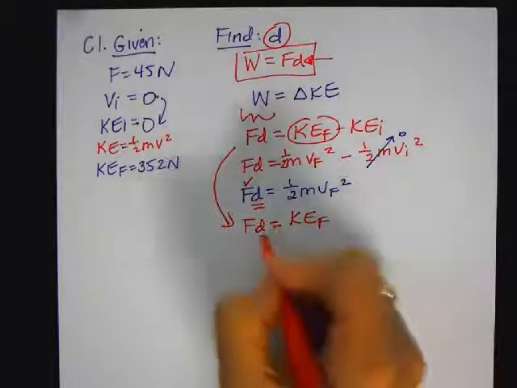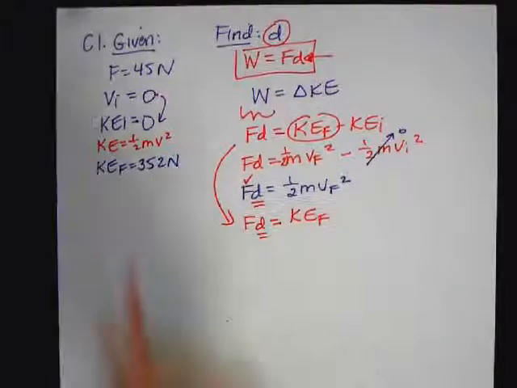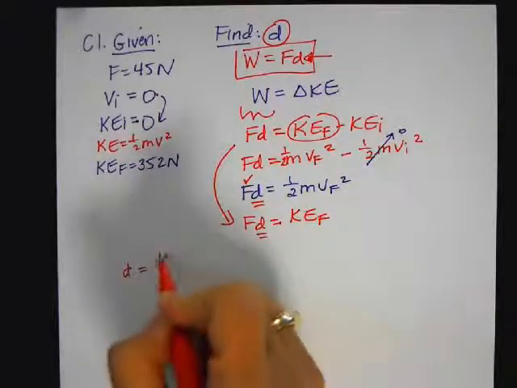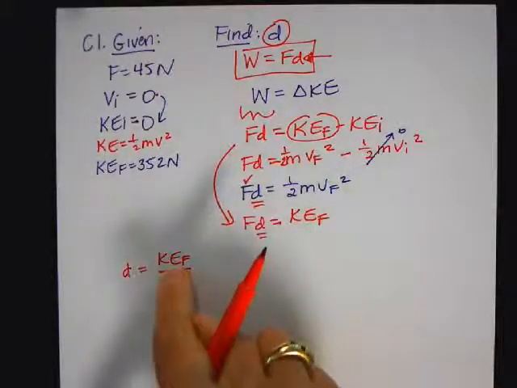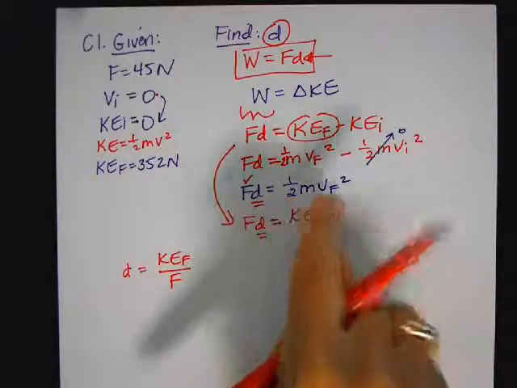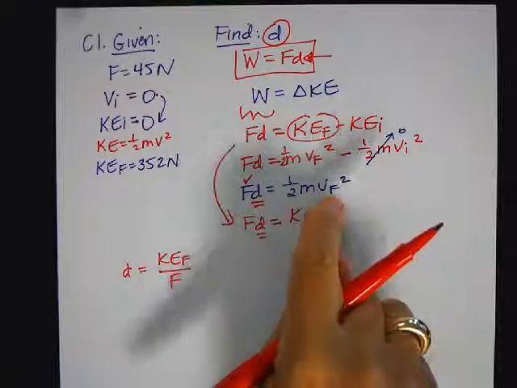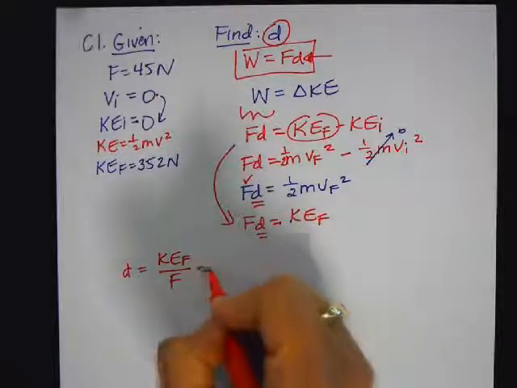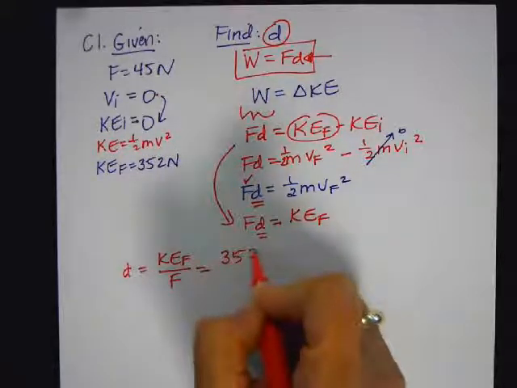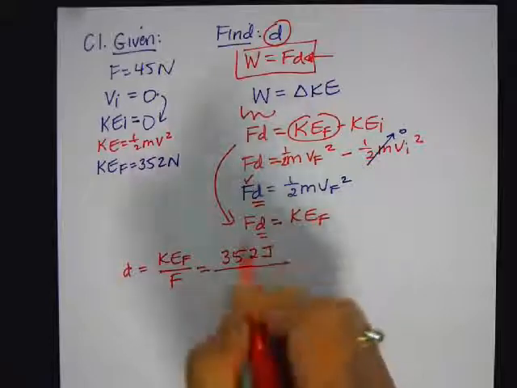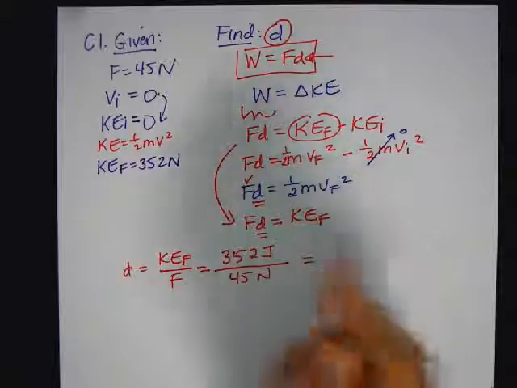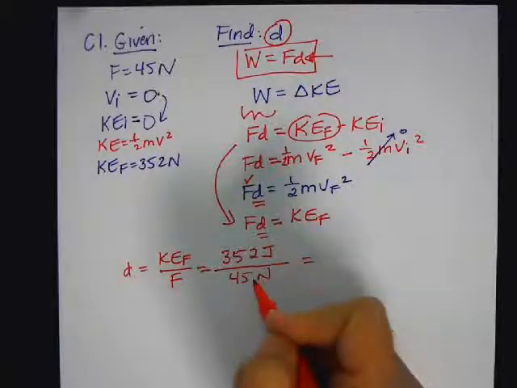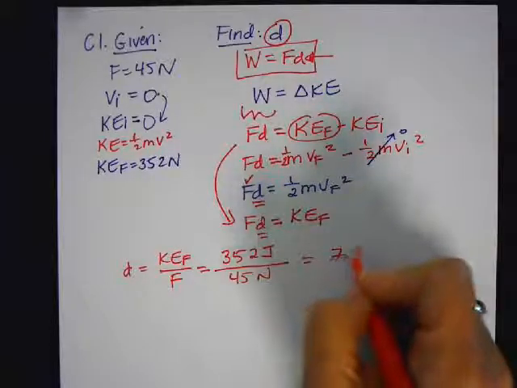So all I want to do is solve for D. So I'll rearrange the equation and say D is equal to KEF over F. Now if they didn't give me the kinetic energy and they gave me the mass and the velocity, then I could rearrange this to solve for D. So it depends on what is given. This is the first problem, so they made it easier. So it's 352 joules divided by 45 newtons. So on my calculator, 352 divided by 45 comes out to be 7.8.